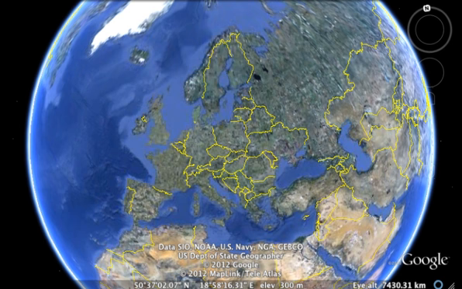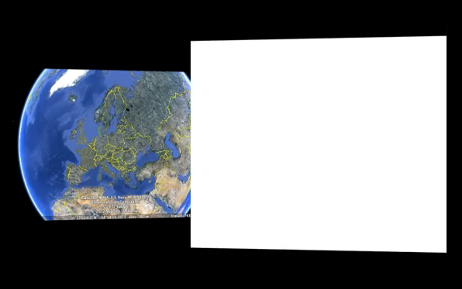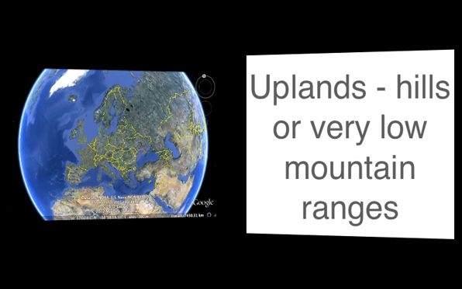So we have talked about the mountains in Europe. Now I want to shift your focus to the uplands. Uplands are an awful lot like mountains, but they aren't actually mountains. They're hills or low mountains, and they're different because the altitude isn't as high as mountains, so they're smaller. We still call some of them mountains, but they're not exactly mountains.